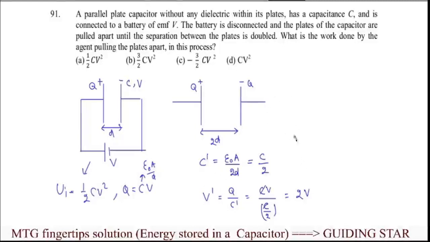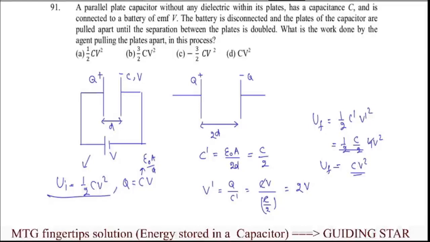So what is the final energy we'll get? Half C prime V prime square. Half C prime is C by 2 and V prime square is 2V square, that means 4V square. So the 4 will get cancelled, so it will be CV square. So this is the final energy, and the initial energy is half CV square, which we got just now.